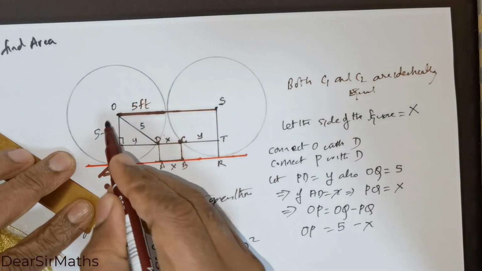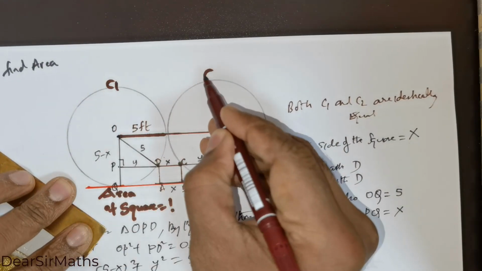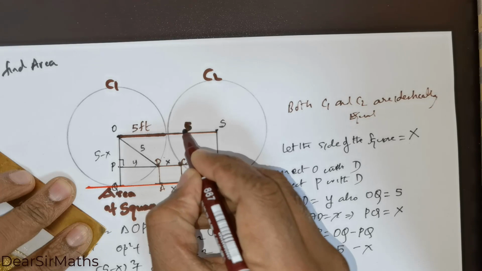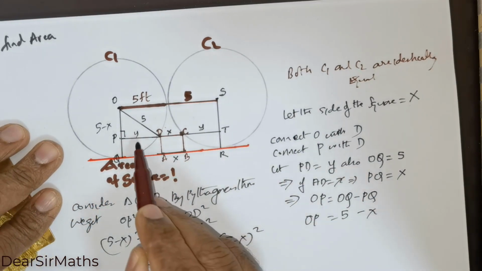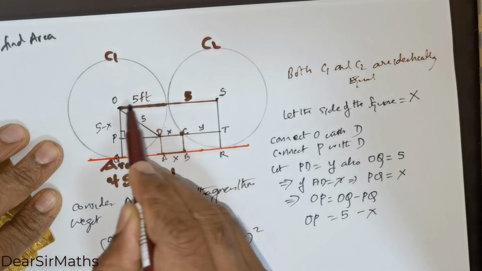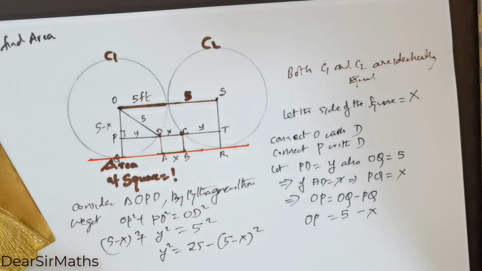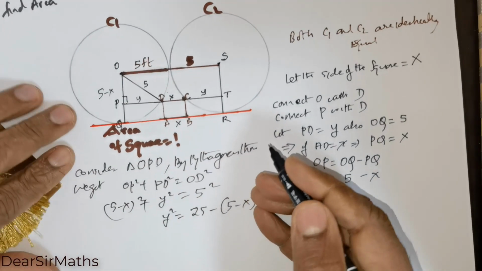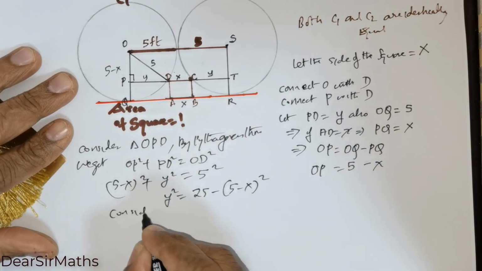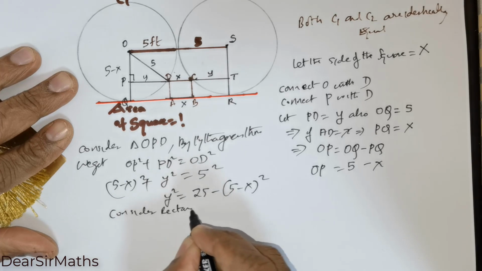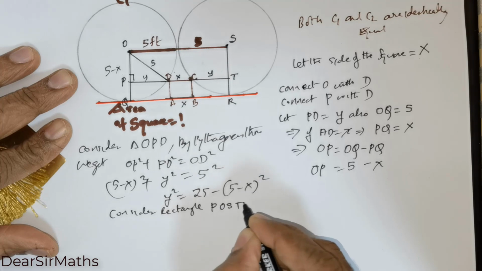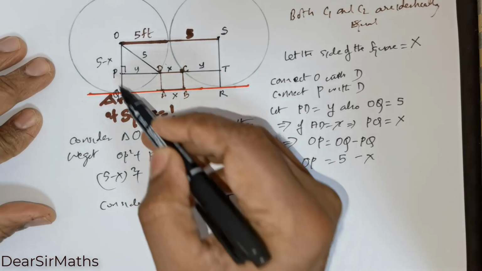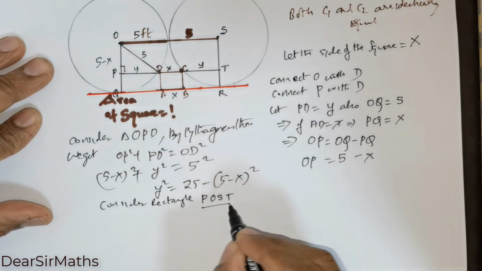So I have given two circles, C1 and C2, both are identical. So this is going to be 5 units. So what have you got? We have got Y plus X plus Y is equal to 5 plus 5, isn't it? So let me write that. Consider the rectangle POST, right? It's beautifully formed.